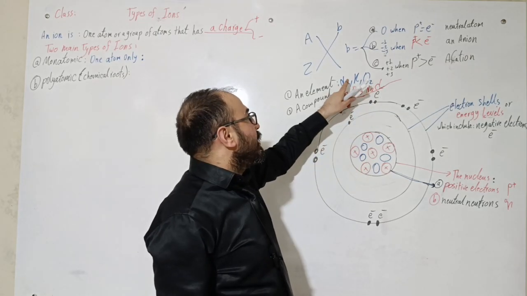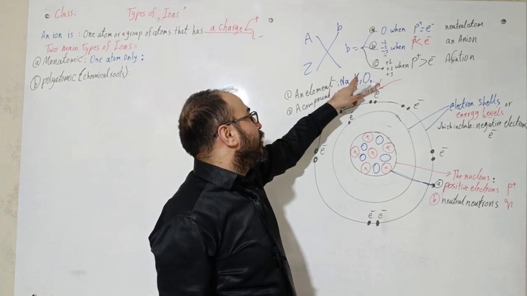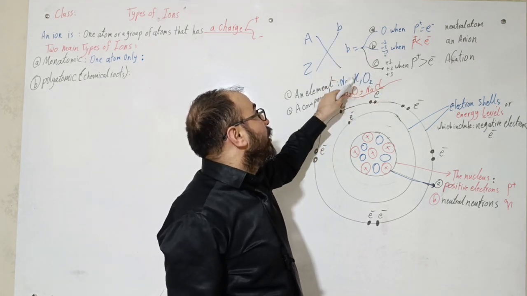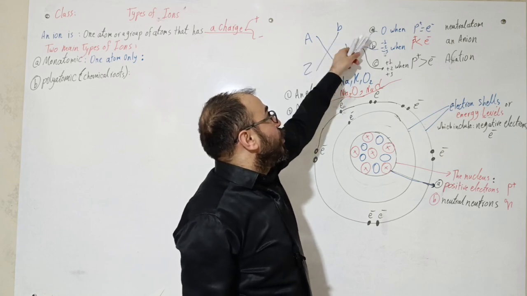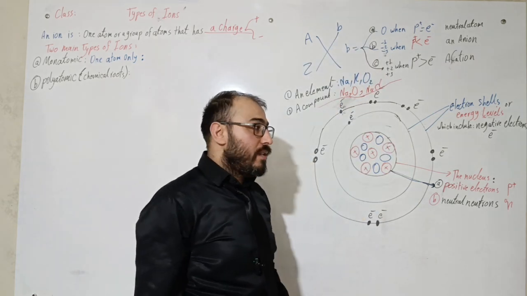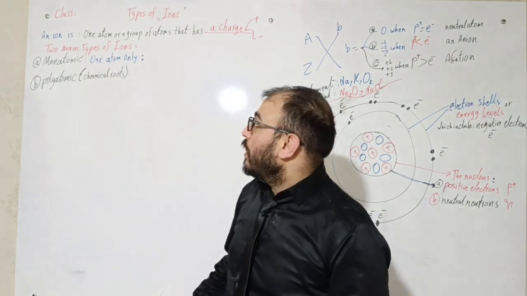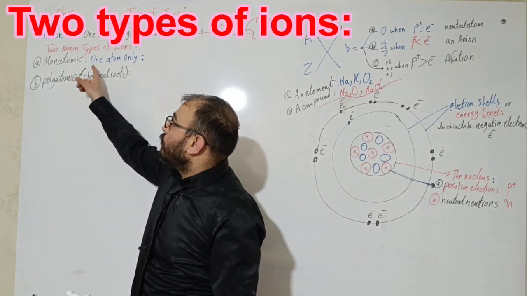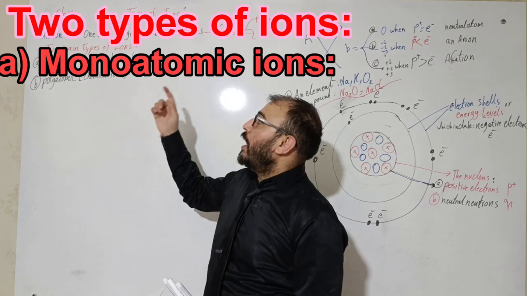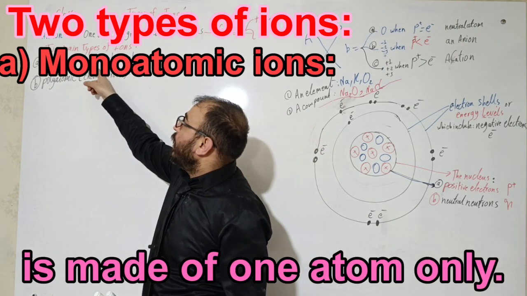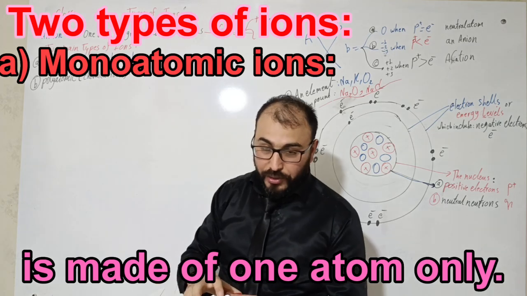Of course, atoms like Na, sodium here, or potassium, or even oxygen are neutral because their charge is zero. So, my friend, let's talk about monatomic ions. A monatomic ion is an ion that is made up of one atom only.